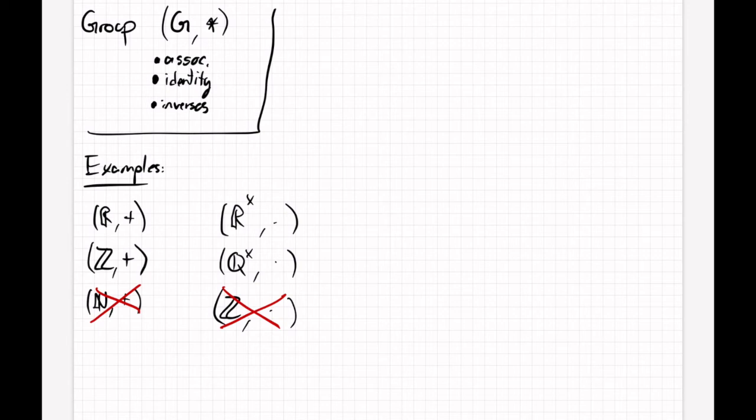Other examples of groups, maybe I should put down, for those of you who've seen linear algebra, it's sort of related to this one with the real numbers, but if I have R^n with plus, that's also a group. It's just addition. It just sort of works the same way.